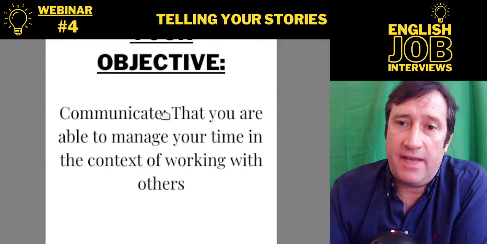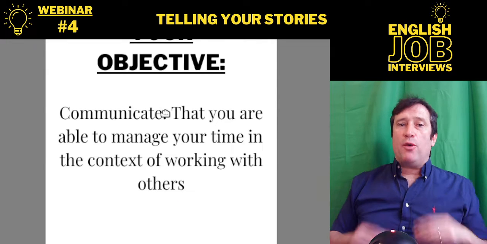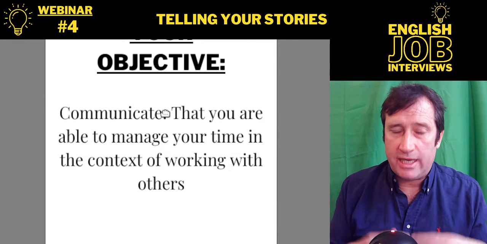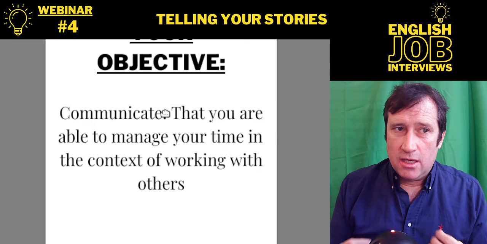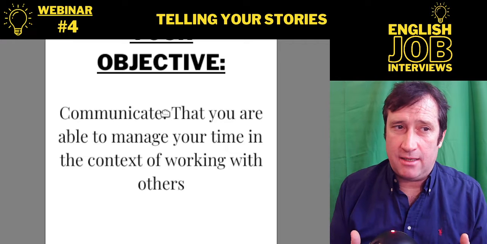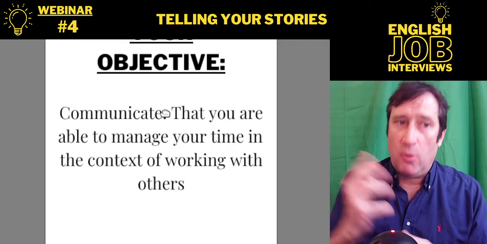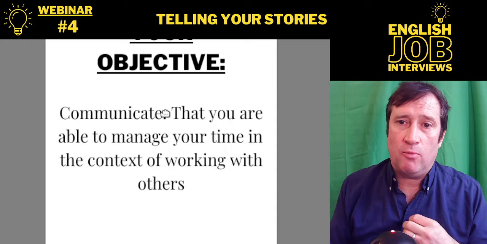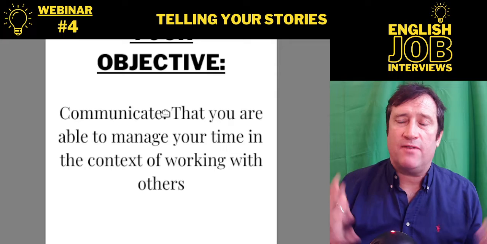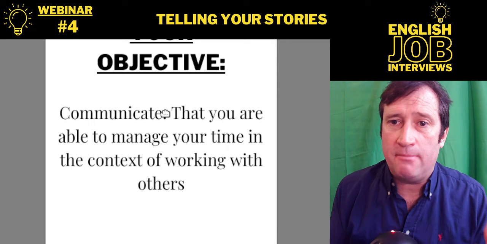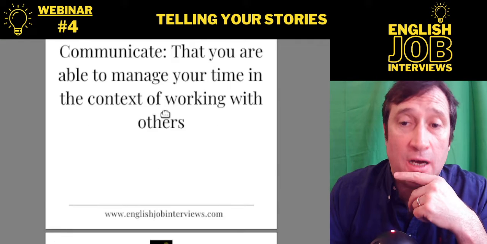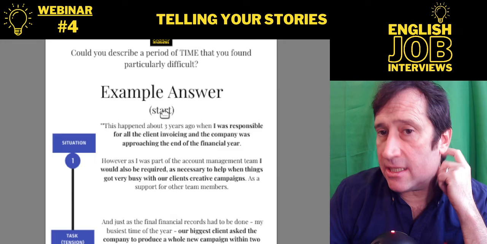So your objective here in talking about time is to communicate that you are able to manage your time in the context of working with others. So this is key. When you talk about time, it's often not your time. Other people want your time, and you have to help other people meet their deadlines. And things happen every day. You walk into the office and something crazy could happen immediately. How can you react to that? How flexible are you? So here's an example answer.